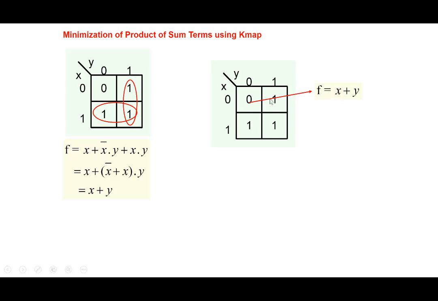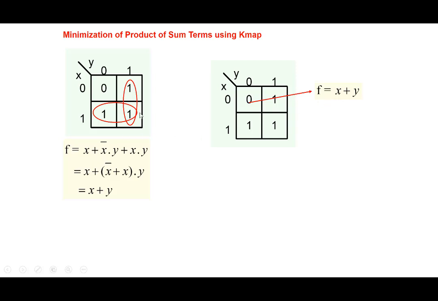So your function is x plus y. Looking at 0, when does a function become 0? Well, when x is 0 and y is 0, and so we write it as x plus y here. So when x is 0 and y is 0, f is equal to 0. For all others, f is equal to 1. So we can write it like this.